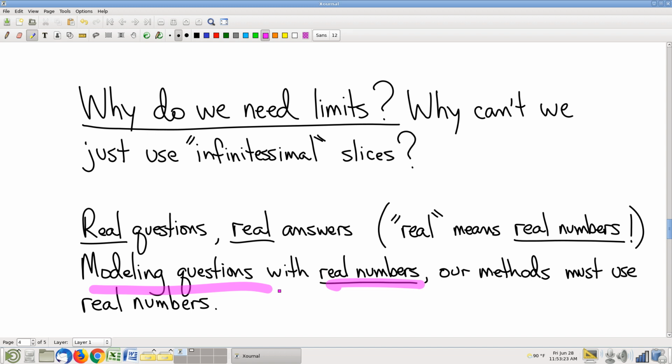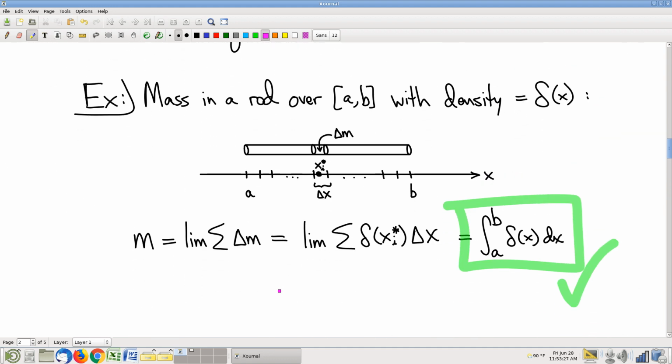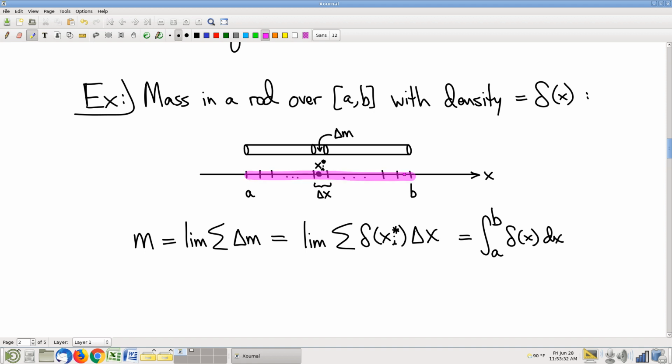So, for example, you look back at the mass of a rod question, back over to here. We model the question with real numbers in the sense that we describe where we are on the rod by a coordinate on the real number line. Right, everything that's going on in this calculation here is real numbers. We are multiplying real numbers. We are adding real numbers. So our algebraic objects and our algebraic tools are all those of real numbers.